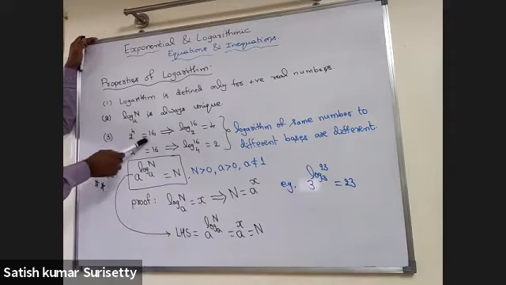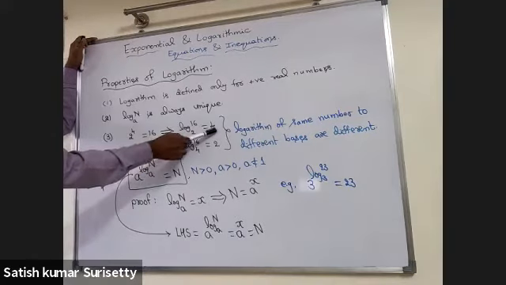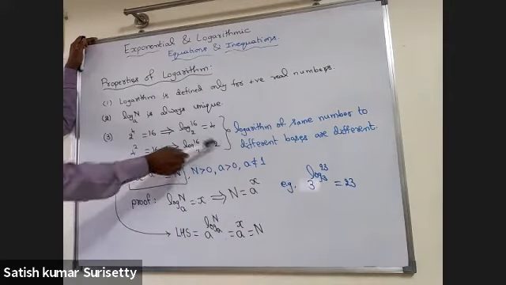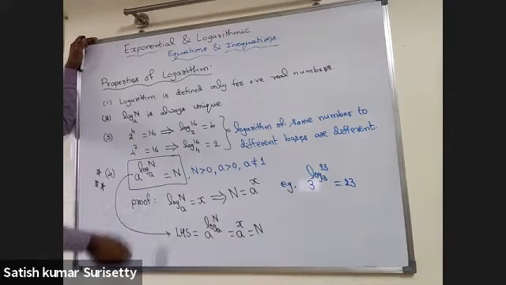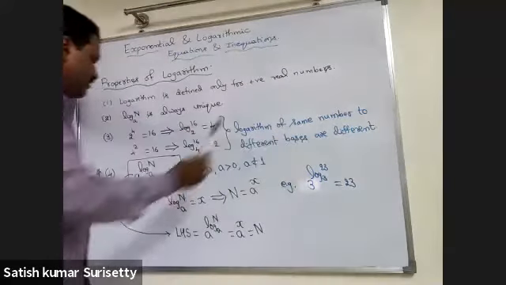2 to the power of 4 is 16. In terms of logarithmic notation, log 16 base 2 is 4. 4 squared equals 16. In terms of logarithmic notation, log 16 base 4 equals 2. That means here the number 16 is the same, but the bases are different. That is, logarithm of the same number to different bases are different.